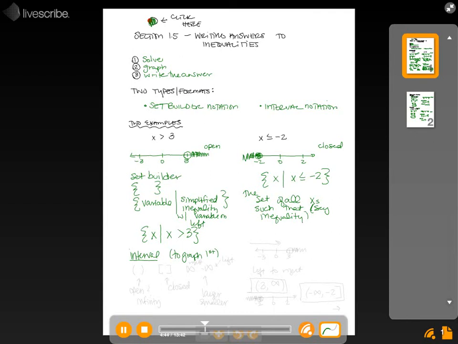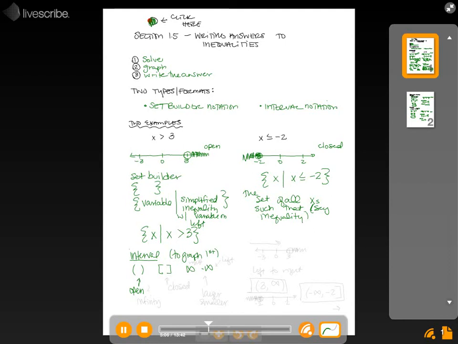Or, sorry, your interval notation from your graph. Now, interval notation is a little different. It uses some different symbols. We're going to use parentheses, brackets, and then infinity signs, either positive infinity or negative infinity.